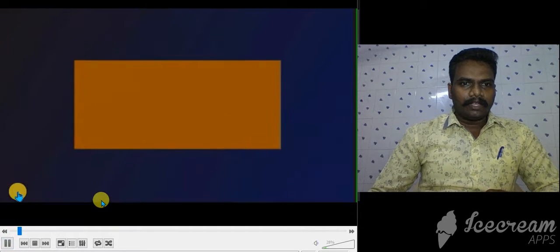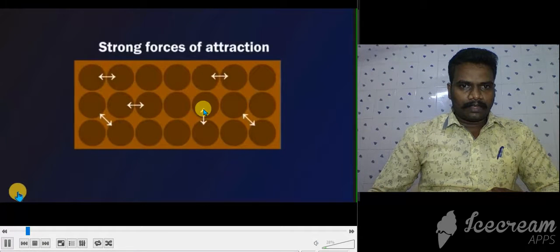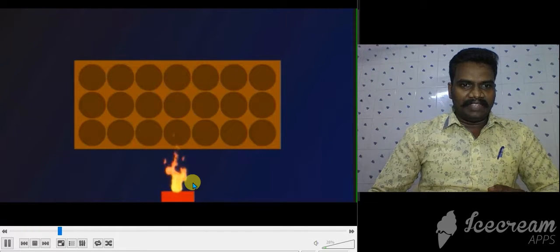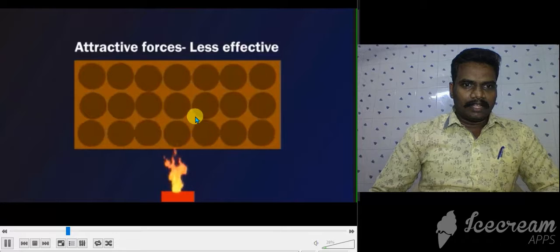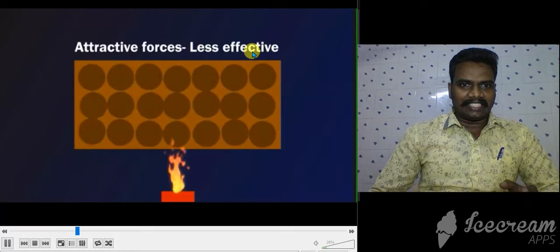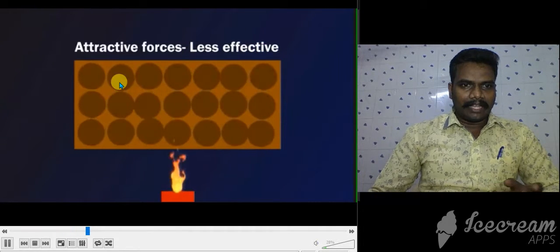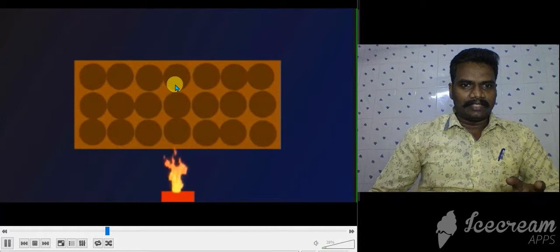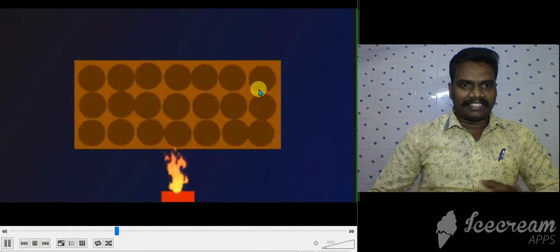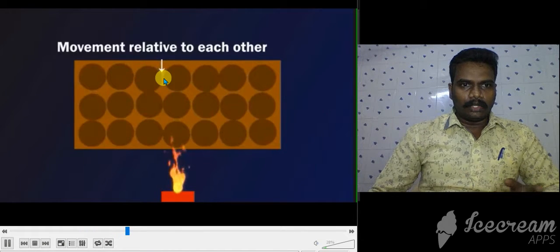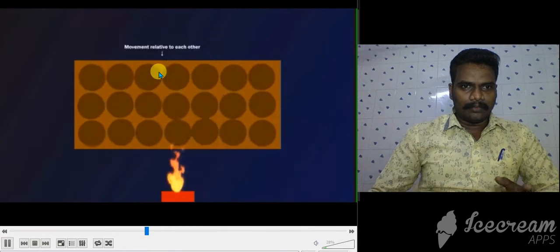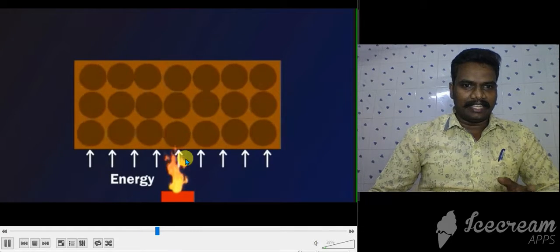Now, this is the liquid. It has loosely bonded molecules. When we heat it, the attractive force becomes less effective. The attractive force between the molecules is very small, so they vibrate or oscillate here and there. So each and every particle moves relative to each other.